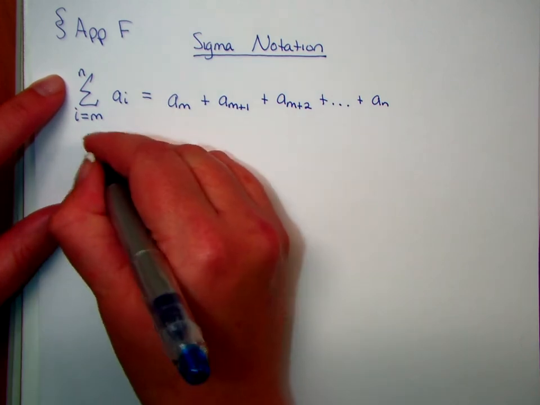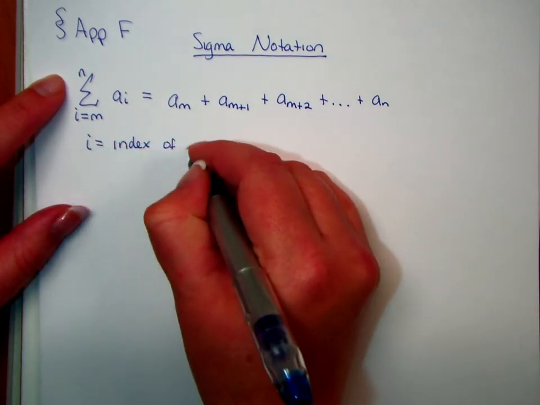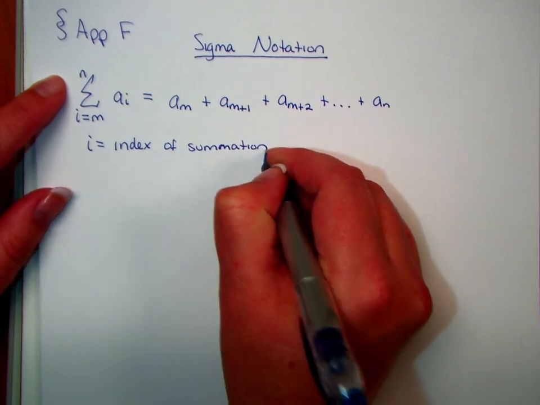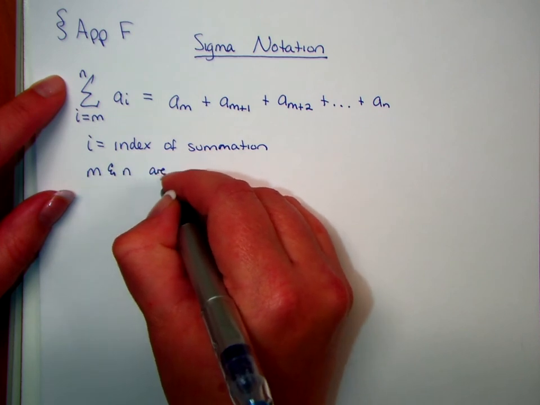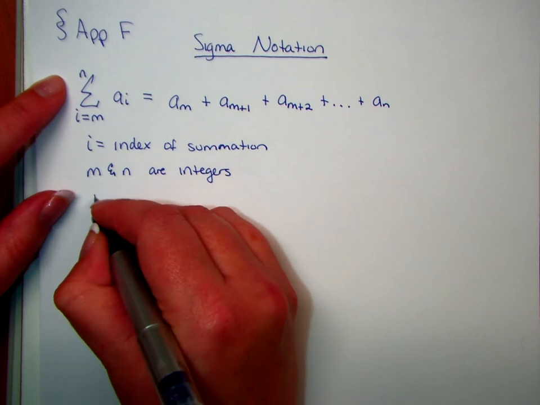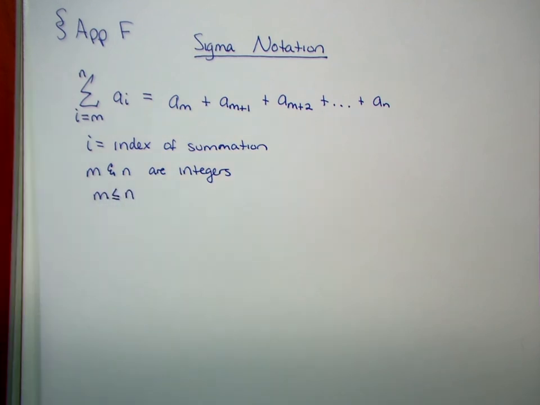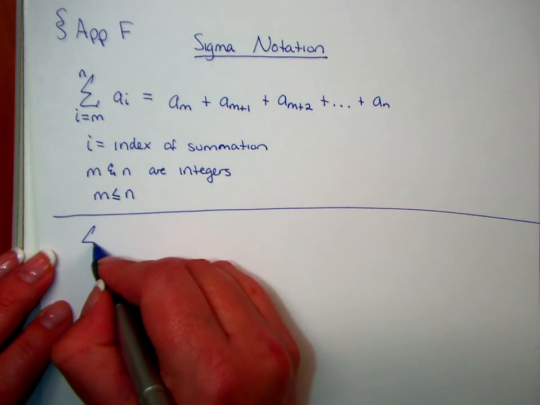So i is what we call the index of summation. m and n have to be integers. And m has to be less than or equal to n. The bottom number has to be less than or equal to the top number. So we're just going to do some sample summations here.